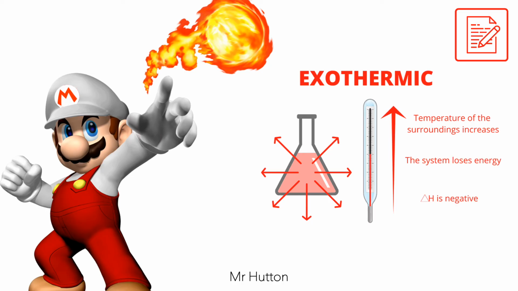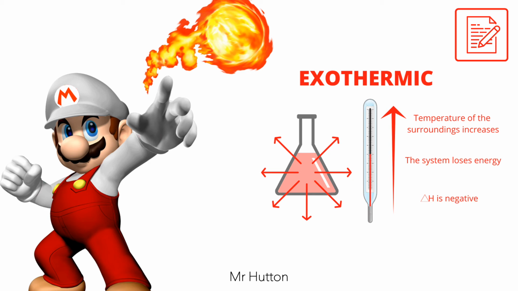Alright, here we've got Mario with our exothermic reaction graphic. This is just purely an infographic just to show you what's happening. So we've got the conical flask, and inside there we've got a reaction, and you can see from the arrows that energy is being given off to the surroundings. So the temperature of the surroundings will increase. The system, so the reactants, products, they lose energy.